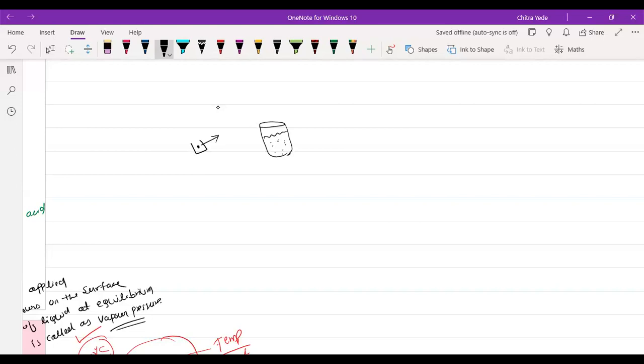These properties of a large number of particles are called collective properties. These collective properties are nothing but the colligative properties, colligative properties of solution.